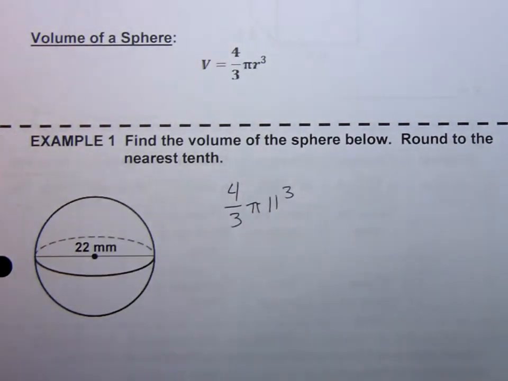And it tells us to round to the nearest tenth, so I'm just typing this in the calculator. 4/3 times pi times 11 to the third power.